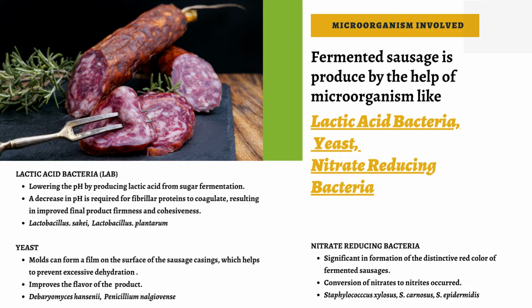Next, moving on to the yeast. They are important to form a mold that films the surface of the sausage, which prevents excessive dehydration so it can be kept longer, and improves the flavor of the product. Examples are Debaryomyces hansenii and Penicillium nigricans.